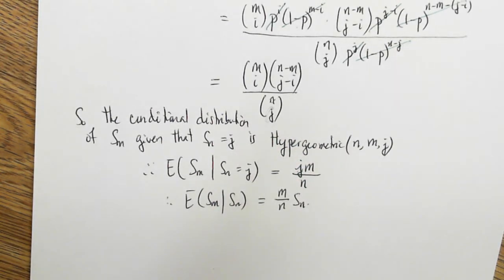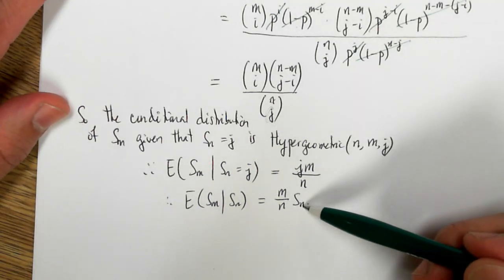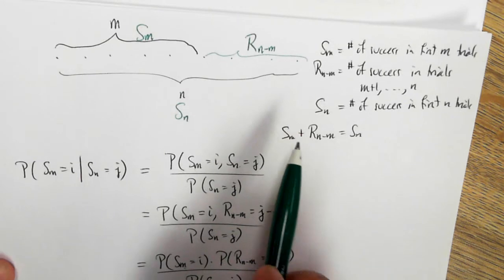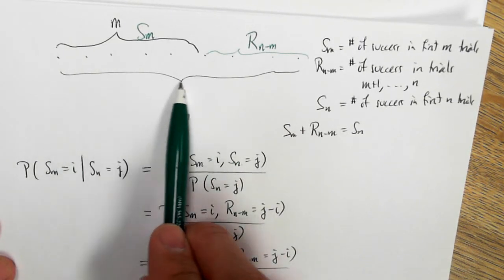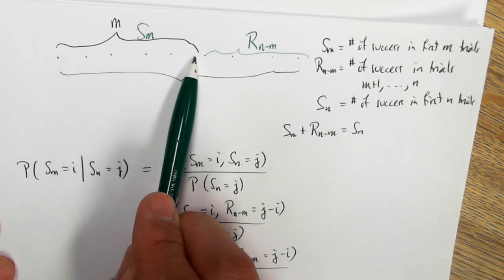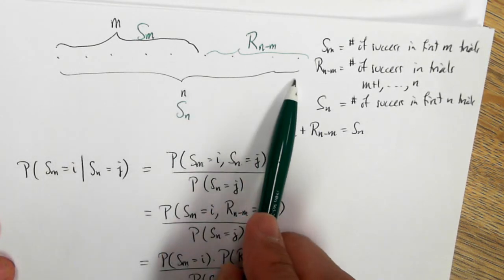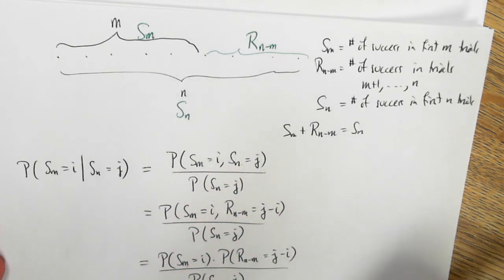Now, does this formula make sense? M over n times S sub n. What the formula says is that if I know the total number of successes, I expect the number of successes in this part to be simply m over n times the number that I've already received. So the formula makes sense.